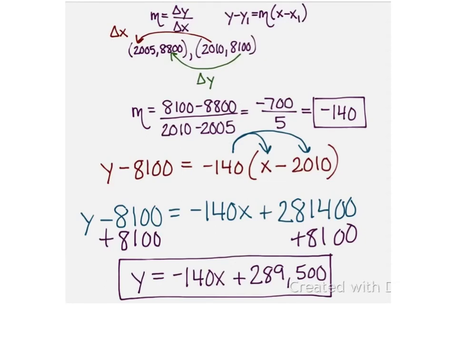My final answer is then y equals negative 140x plus 289,500. This is my prediction equation. I can use this to predict any future values. I could also use it to check the validity of my trend line and see if it can get within the ballpark of any of the existing data values that we have.